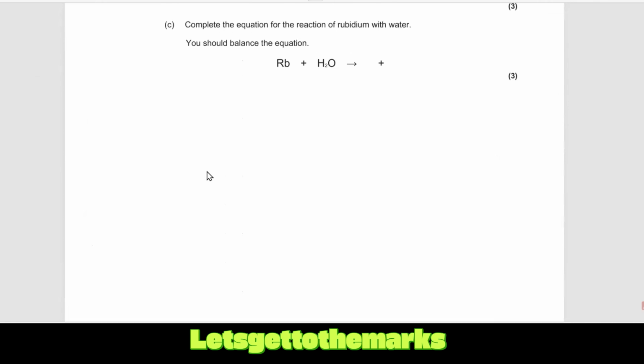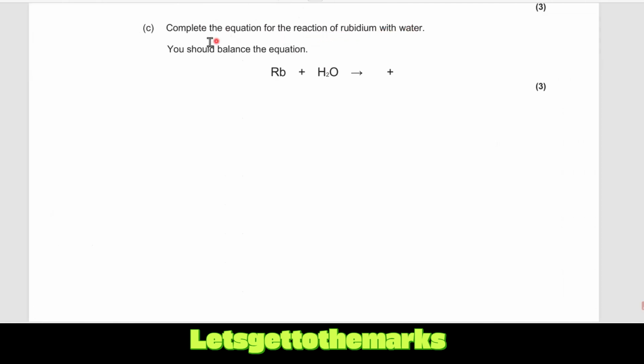Okay, looking at C, I see. Complete the equation for the reaction of rubidium with water. You should balance the equation Rb plus H2O. I just did this, so if you can't remember it, you are forgetful. So what we're going to do is grab your pen, grab your paper, pause the video, have a go. Now, I'm not sure if you need state symbols. Normally when it's 3 marks, you need the state symbols, but they haven't mentioned that here. So I think they're giving you 1 mark for each reactant and then 1 mark for balancing.